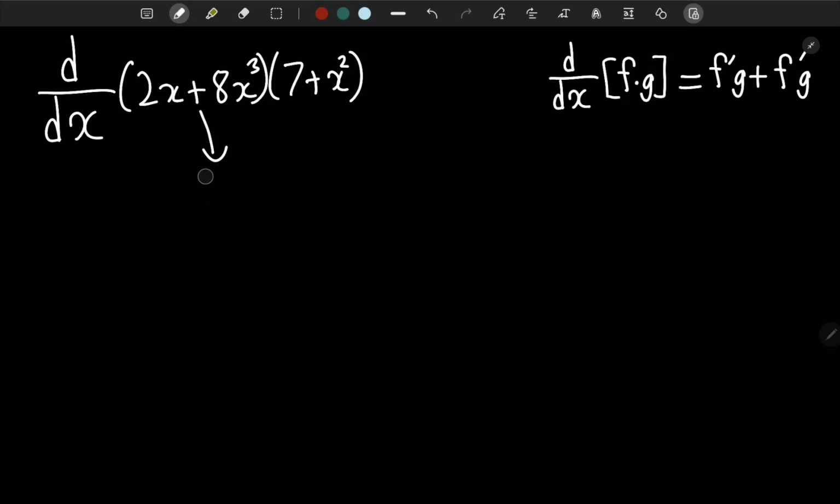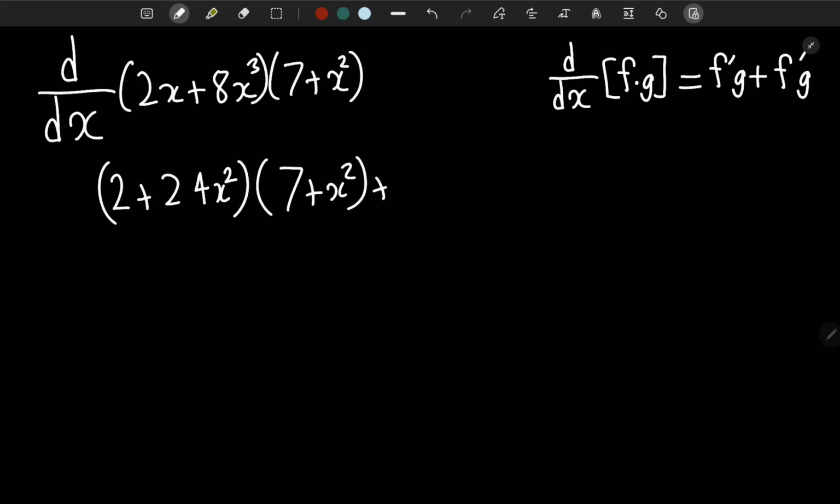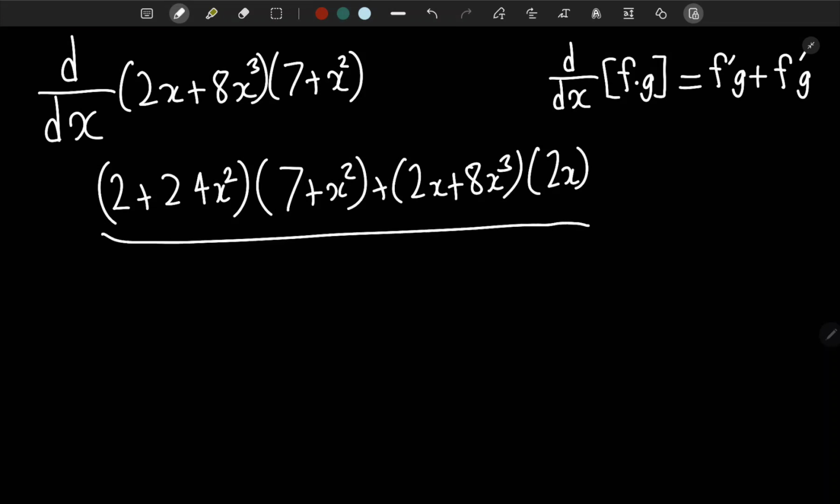So now we need to use the formula, which is as written over here, f prime g plus fg prime. So f prime is going to be 2 plus 8 times 3 is going to be 24x squared, and g is going to stay the same, plus f now, so f is going to stay the same, 2x plus 8x cube times g prime. G prime is going to be 2x, and now it's just the simplification. You can simplify this or leave it as this because it really doesn't matter. As long as you get the concept right, that is all that matters.